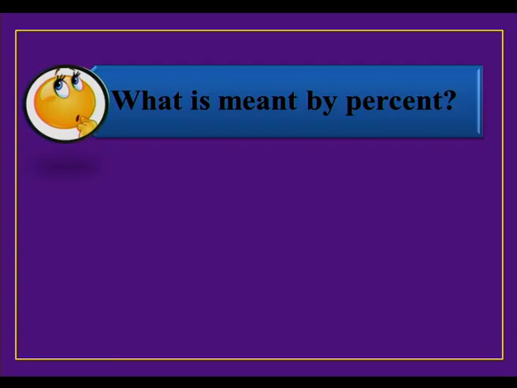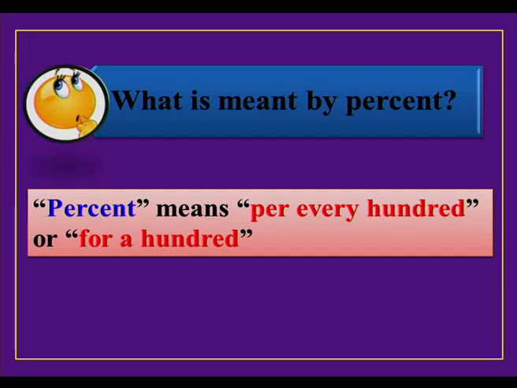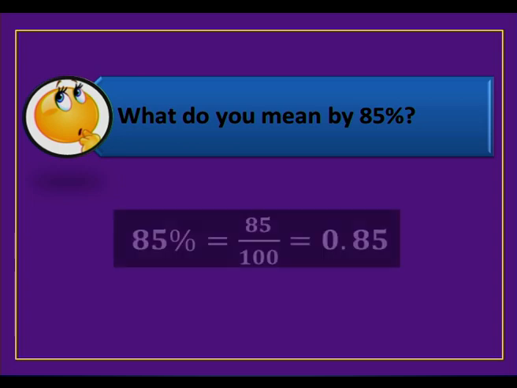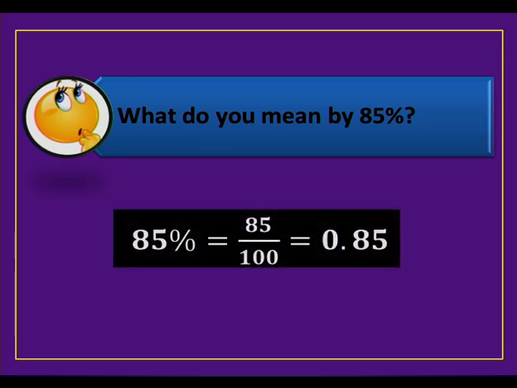But do you know what you mean by percent? Yes, percent means per every 100 or for 100. And children, what do you mean by this 85%? You are right once again. 85% means 85 out of 100 or it is 85 divided by 100. Now, this can be written as 0.85 in the decimal form.